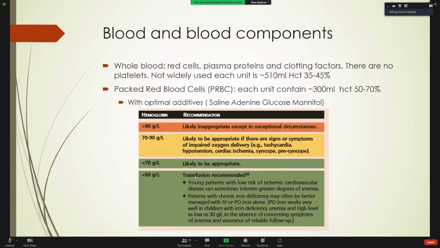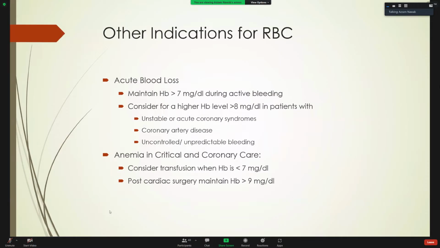If the hemoglobin level is above 9.0, or 90 grams per liter, transfusion is inappropriate and will put the patient at risk with no benefits, except in certain conditions. Below 90 and above 70, it's likely to be appropriate if there are signs and symptoms of impaired oxygen delivery, like tachycardia, hypotension, cardiac ischemia, syncope, and presyncope.